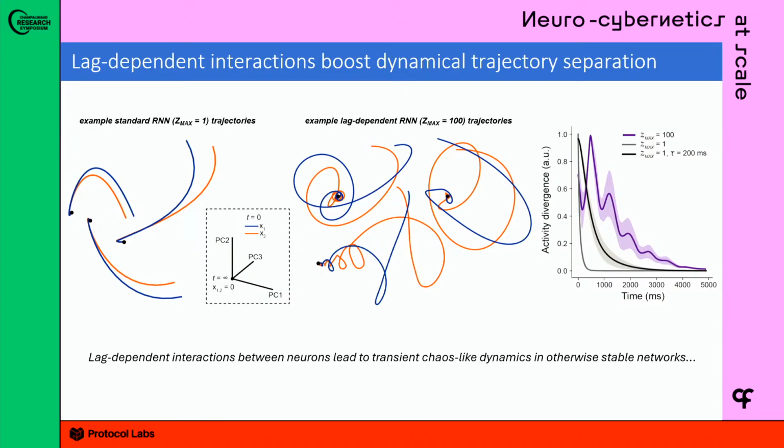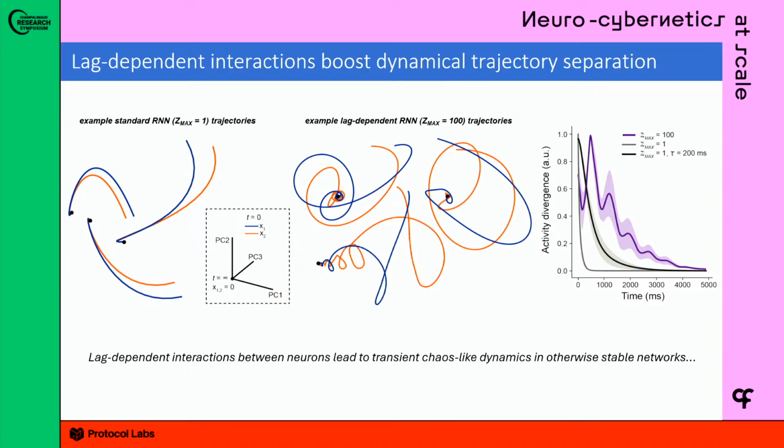This is very different from a standard RNN, at least in our simulations, where they rapidly converge just because there's some dominant dynamics in the network. What this leads to behaviorally for the RNN is that it can keep inputs separate for much longer. Even if you slow down a standard RNN, such that the total amount of activity duration is the same as with our lag-dependent RNNs, the distance between these trajectories converges much faster.